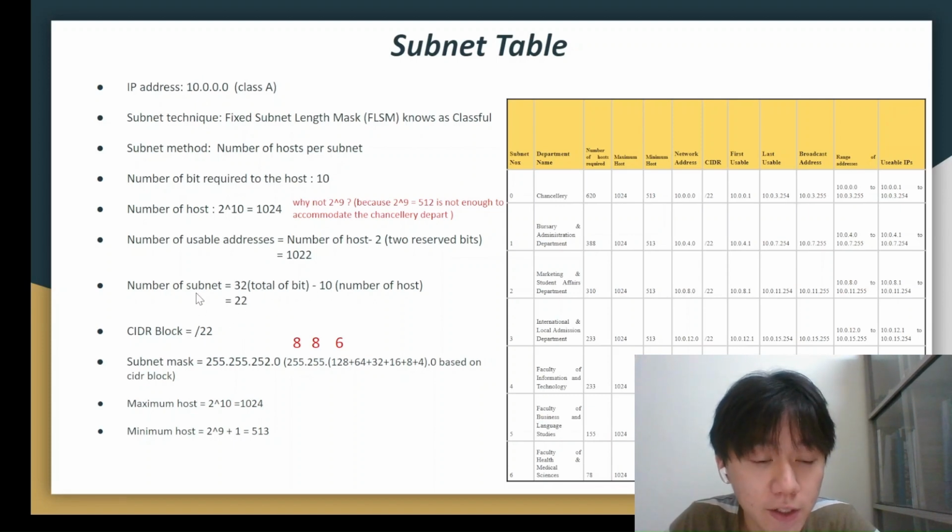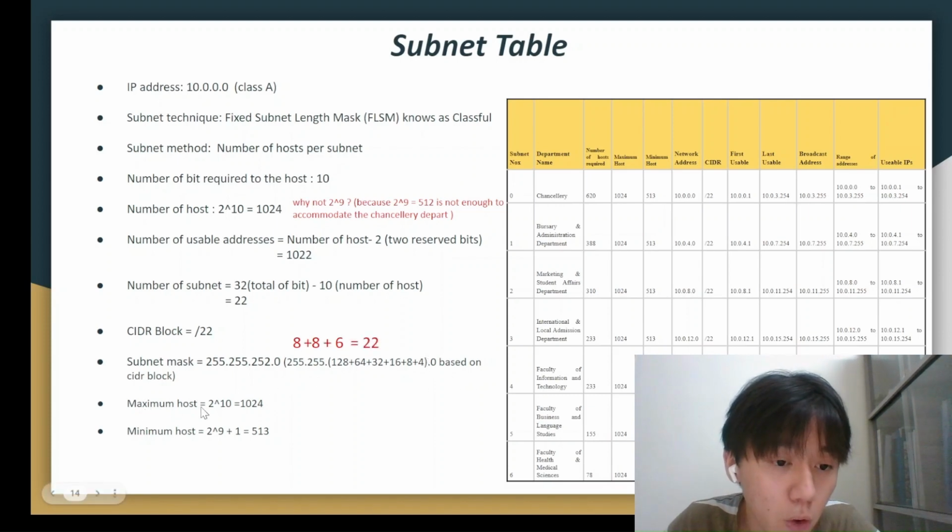The CIDR block is based on the subnet, so /22. The subnet mask is also based on the subnet, converted back to binary digits, so 255.255.252.0. Here, 8 plus 8 plus 6, you get 22.